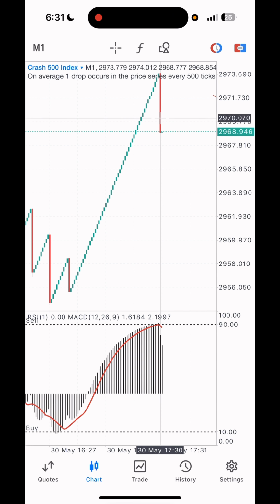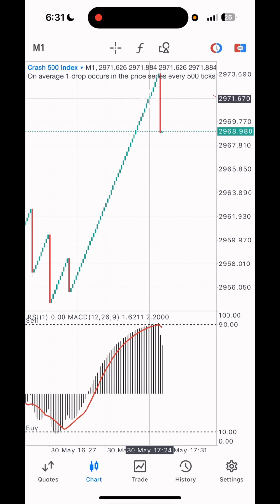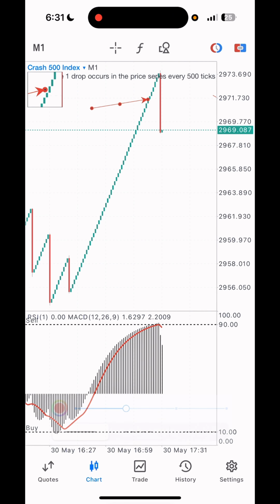MACD gets to this point, you take a sell at this very point. And if you trace it upwards to this very point here, let's trace it from this point right here when the MACD got to that point. 1, 2, 3, 4, 5, 6. 6 candles from this point here until the spike came through. Okay, that was when the spike came in at this very point.